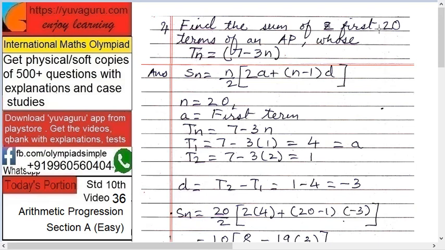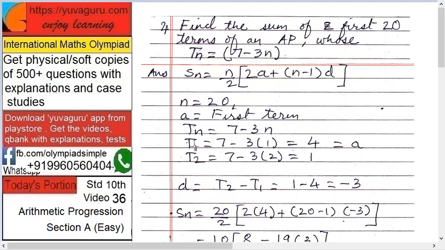Now what is given? What do we require basically? 20 terms, sum of the 20 terms. So n will be 20. Okay. A is the first term, and therefore now next is what? Tn. Tn is given as 7 minus 3n. Right. So T1 will be what? 7 minus 3 into 1. Right. N is 1. So 4. That is A. And then T2 will be 7 minus 3 into 2. That is 6. 7 minus 6, 1.